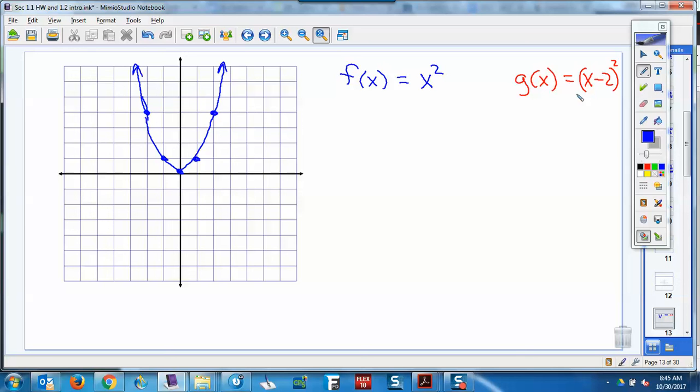Matter of fact, what I will summarize from this is whenever you act on the inside here, except for reflecting, that would be different. But when you act on the inside, if you compress or stretch or you shift on the inside horizontally with the x, it's always the opposite of what you would think it would be. And here's just a simple example why. If I took the f graph here, this is x squared, and I did f of 2, which would be 4, that's this point right here.